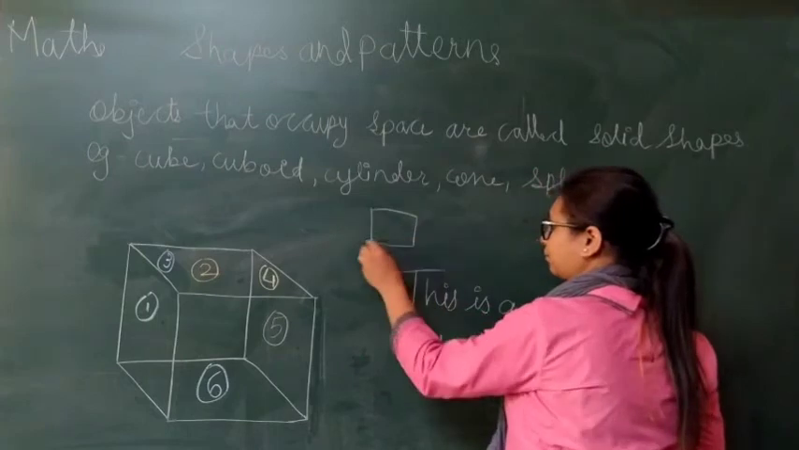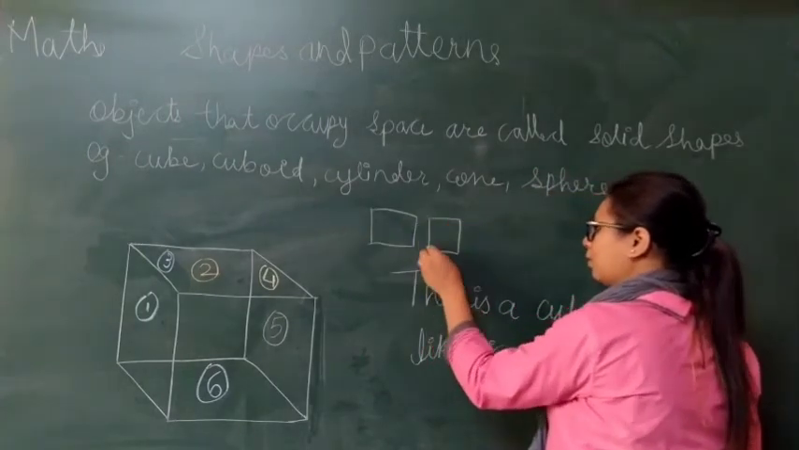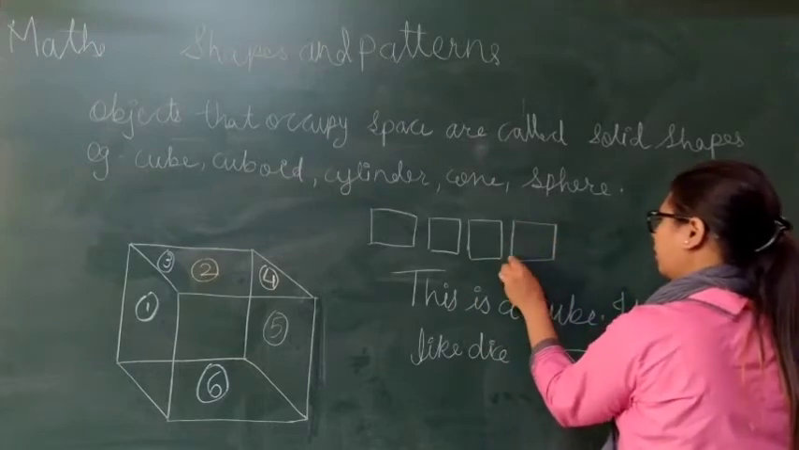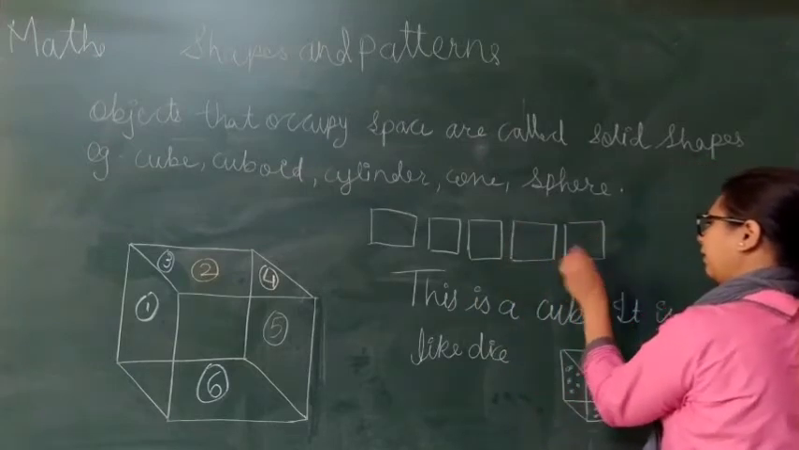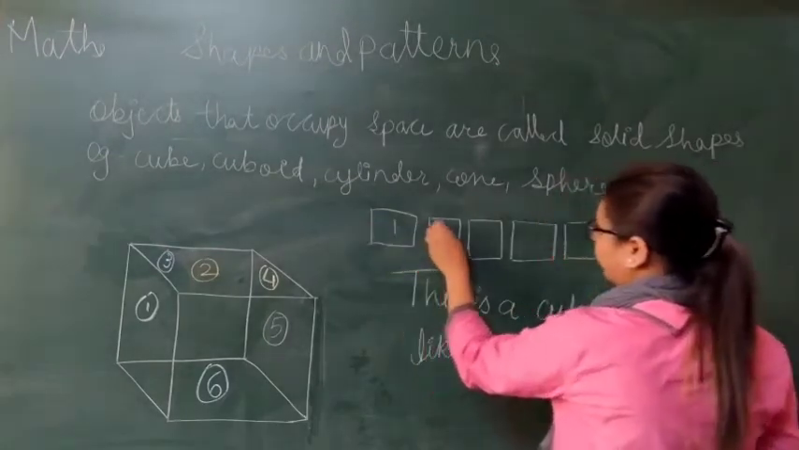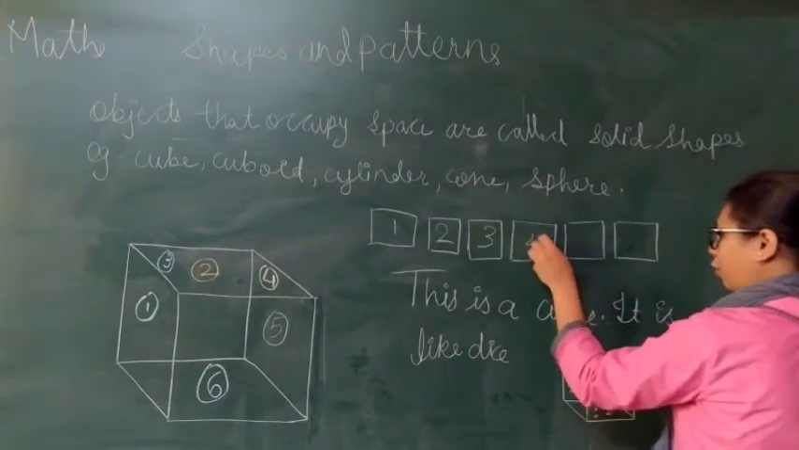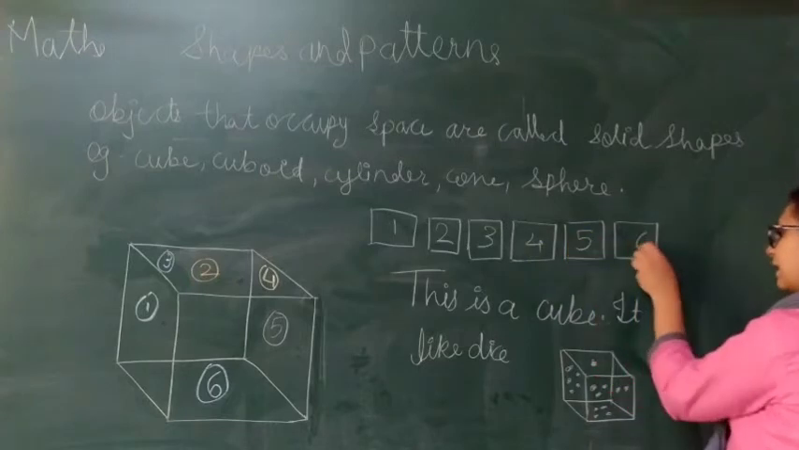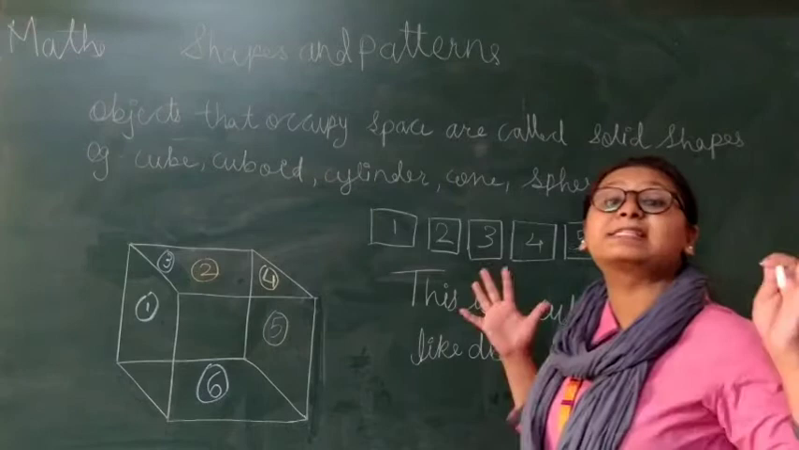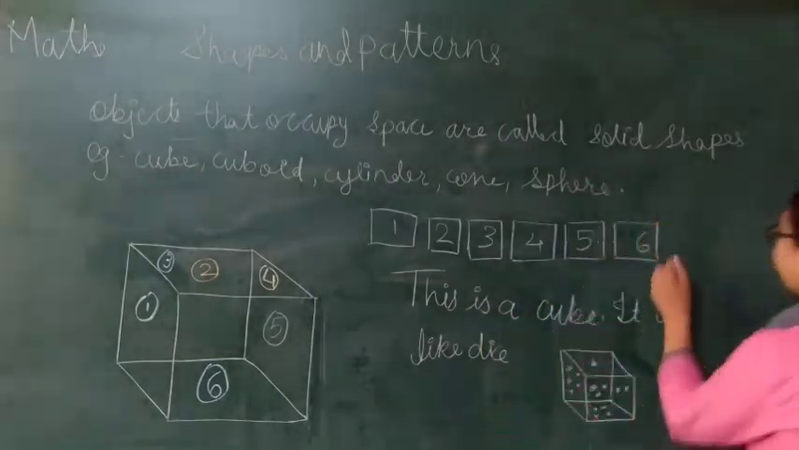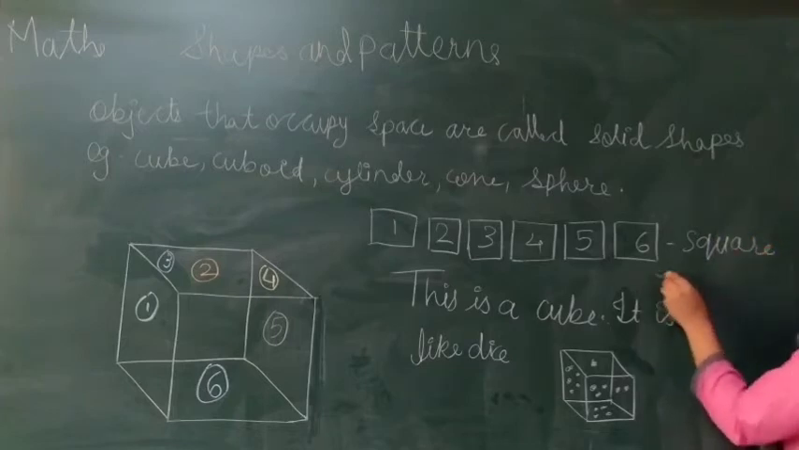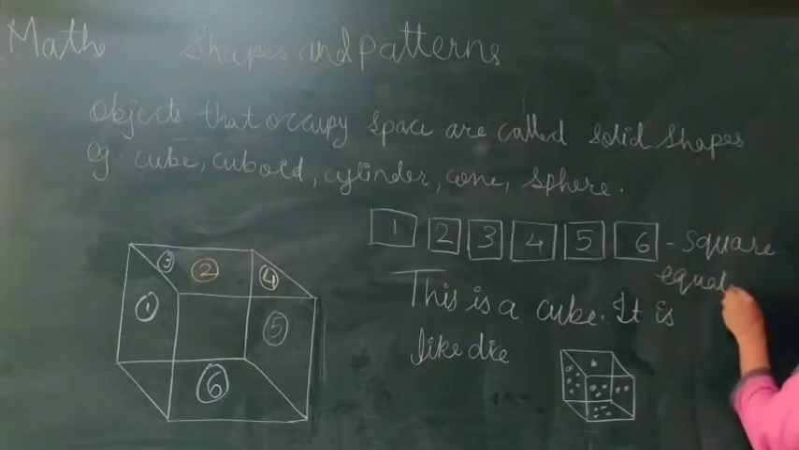1, 2, 3, 4, 5 and 6. All the faces, all the sides of the cube are square, okay? What are they? They are square and they are of equal length.